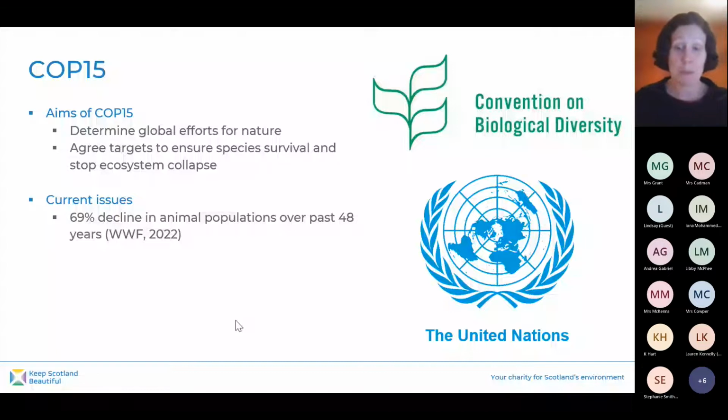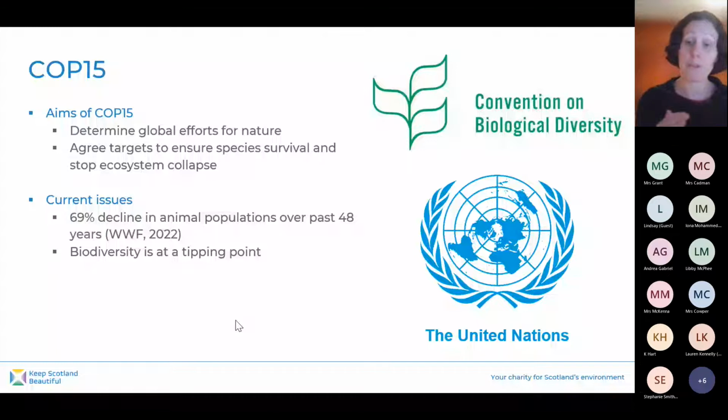And we often hear the term tipping points, but it has been identified by scientists that biodiversity is getting to a tipping point where if we go too much further, we're going to see a catastrophic decline in the numbers and different types of species.